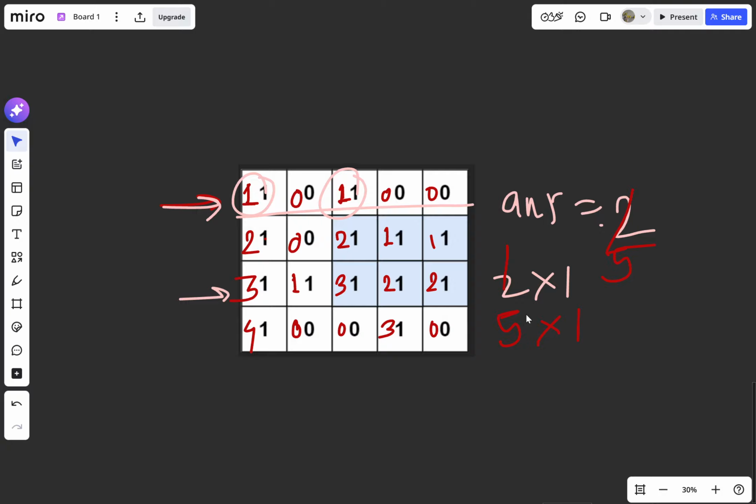So for every row we traverse, this will be the base. The rectangle cannot be present below it, it is only present above it, just like this whole rectangle. This can be a rectangle, this can be a rectangle.